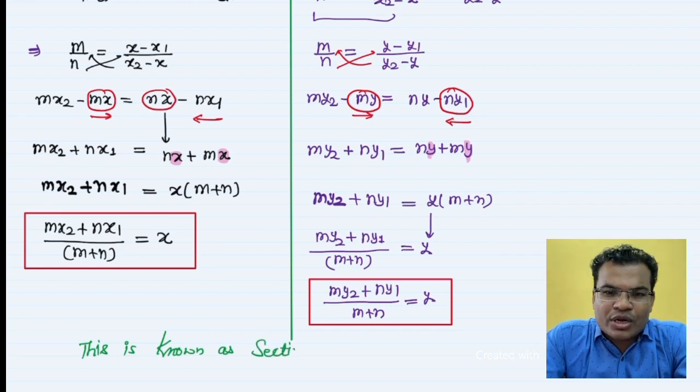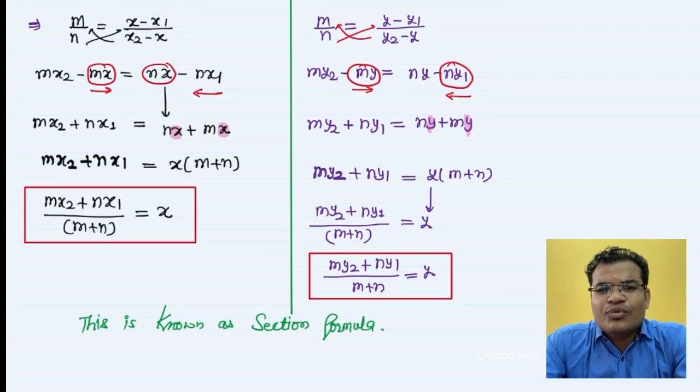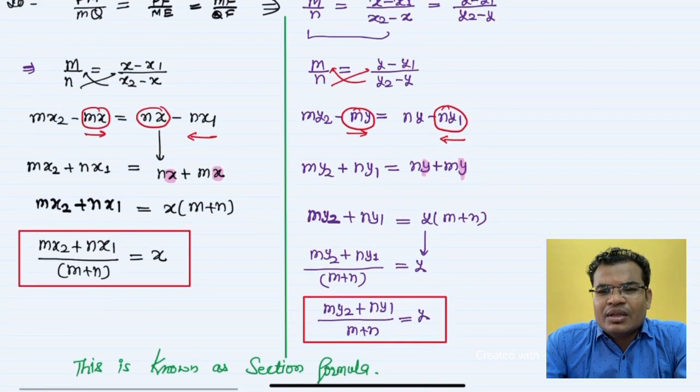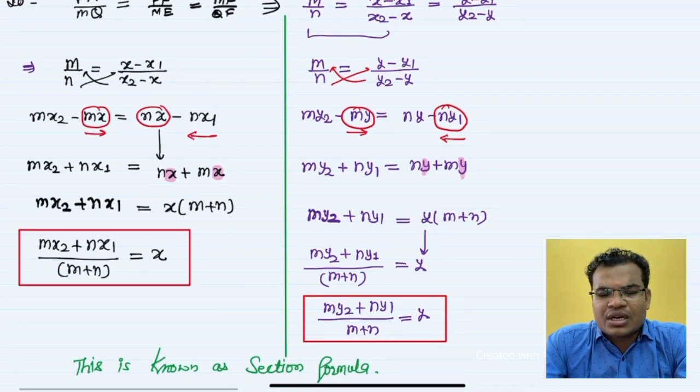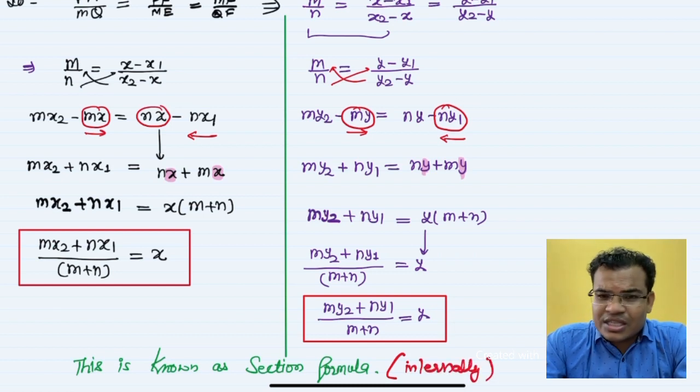Okay, I hope you understood this section formula and how the derivation works. We'll apply this concept directly in the sums. One more thing I want to include: generally we have the points P and Q, or A and B, and a point that divides the segment in some ratio. The ratio may be internal, or it may be external. This time we have the internal ratio.